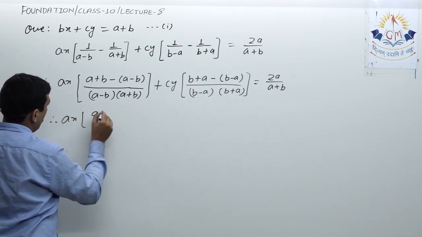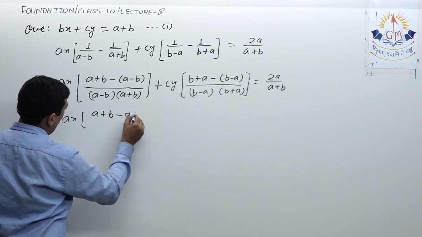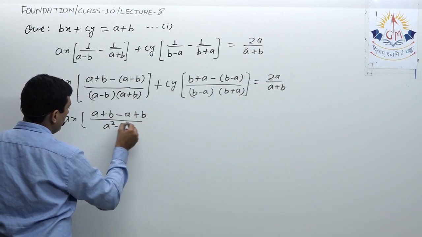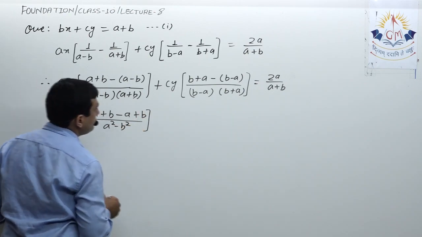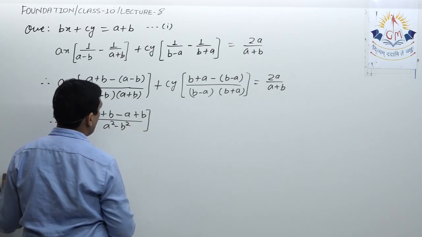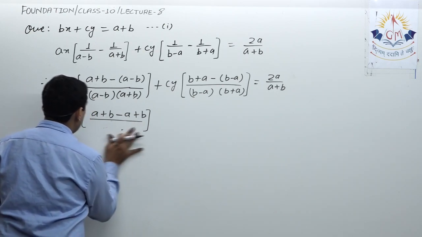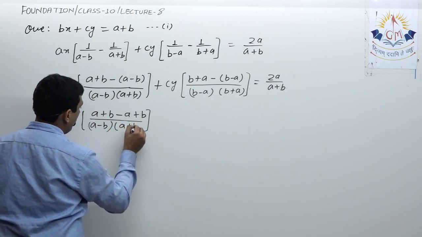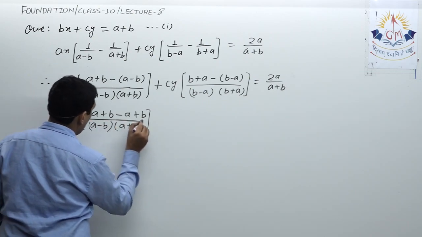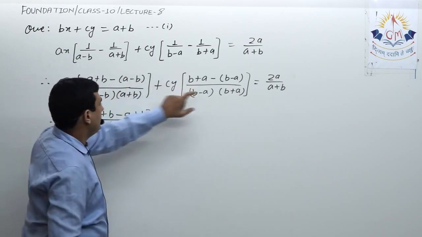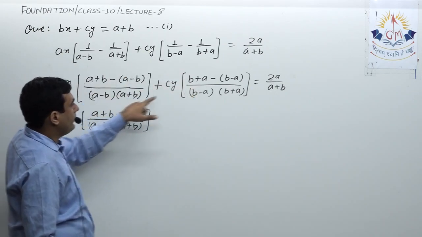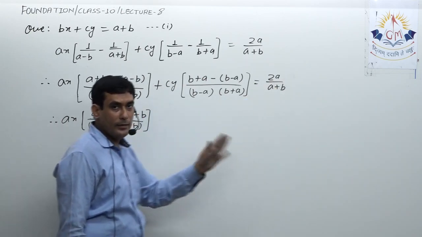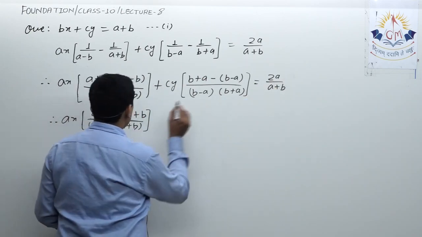Ax, now here it is (a plus b) minus (a plus b) upon a square minus b square. I'm writing it like that only. Why am I doing so? Because if you observe, this equation has 3 terms, first, second and third, and in all 3 terms 1 upon a plus b is there. So I can cancel that 1 upon a plus b by taking it common.